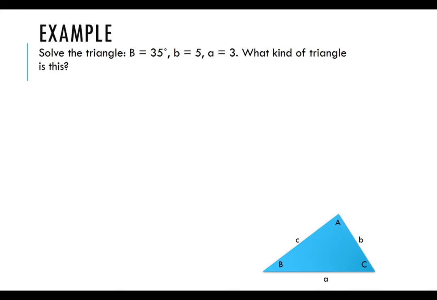Alright, so now we're solving the triangle where B is equal to 35 degrees and side length B is equal to 5. Let's fill it in. Let's recognize first what type of triangle we have. Well, I have angle side side, or you could also say side side angle. It doesn't really matter, but for the initial nomenclature, side side angle.